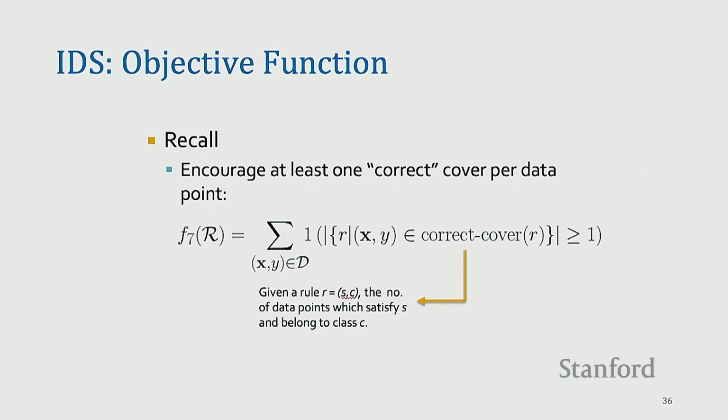And then recall, the way we are trying to enforce recall is that you encourage each point to be covered by at least one rule in the set that you produce. For example, that correct cover that you see there is basically capturing the number of data points which satisfy the rule S and also belong to the class C. So you're trying to ensure that no point is left out from this covering process.